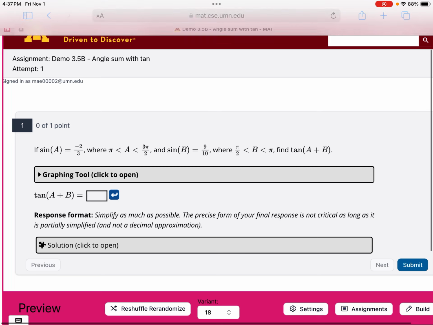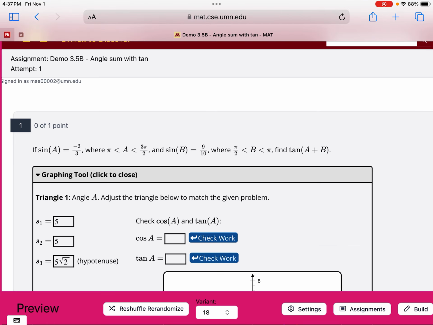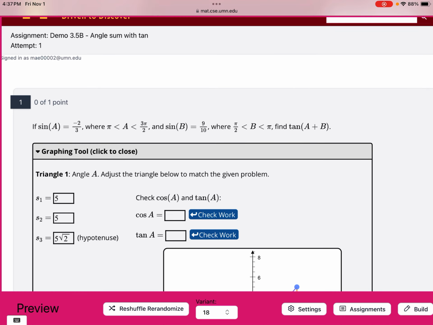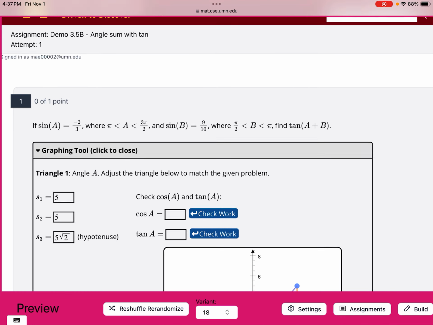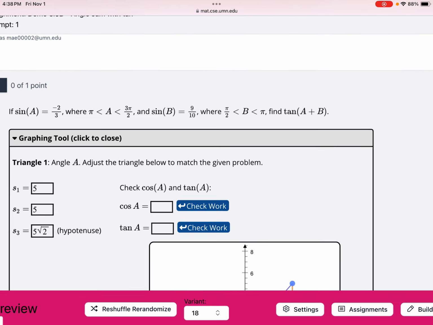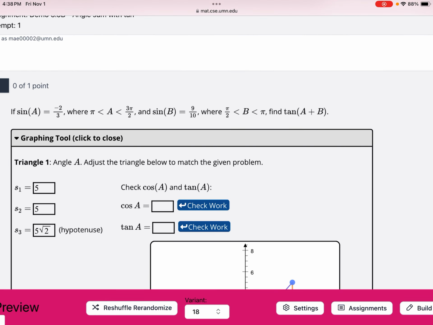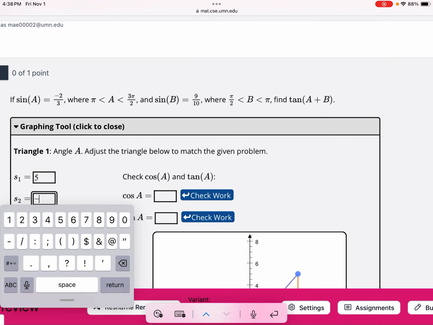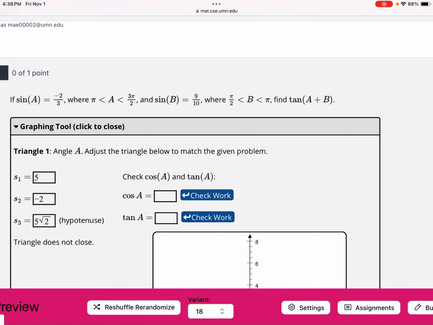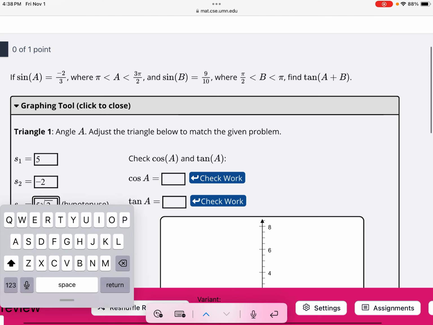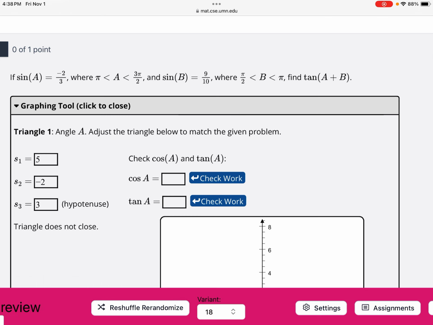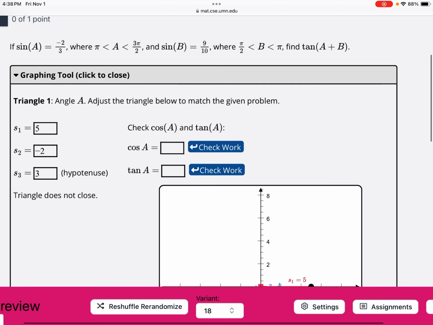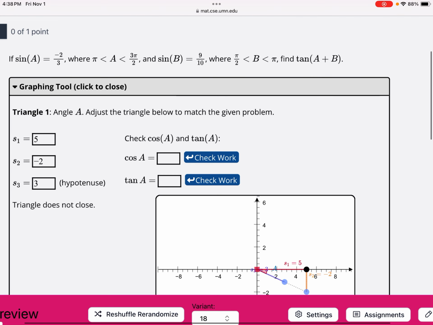Okay, so let's first sketch out our triangles to get our tangent values, because we're going to need the tangent of A and the tangent of B to plug into our formula. I'm given the sine of angle A, so that's the opposite, and it's in the third quadrant. So I know that the x-coordinate and the y-coordinate are going to be negative. So I'm going to type in the opposite leg, and the hypotenuse, which I always consider as positive here.